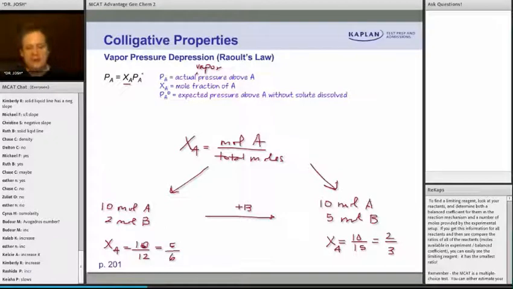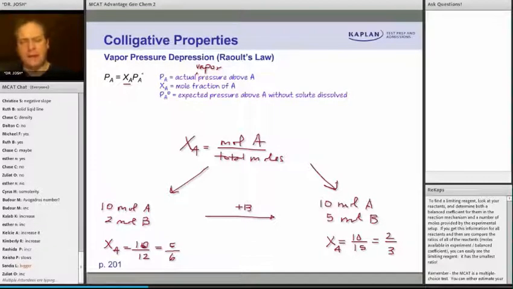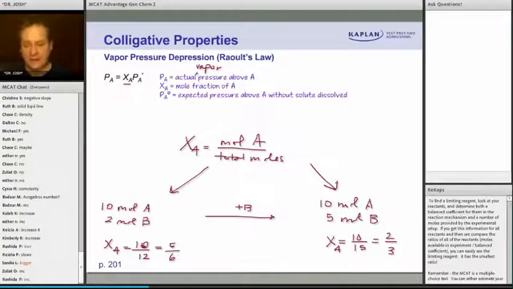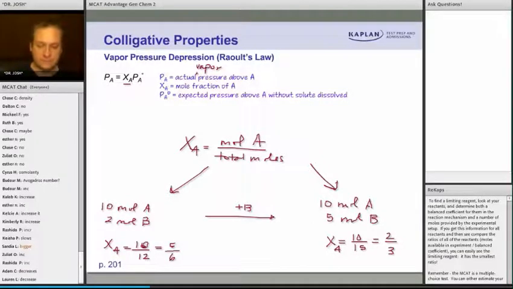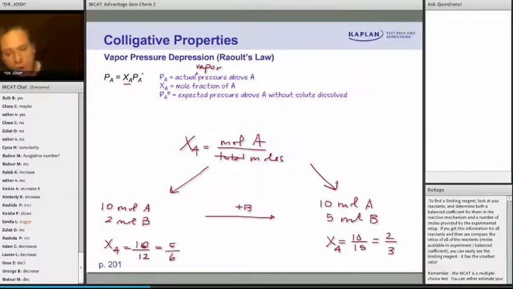So what is happening to mole fraction as you add more solute? As you add more solute to your solvent, what happens to the mole fraction of solvent? Like here, the mole fraction of solvent A. As I add more solute, I went from 5/6 to 2/3. If I keep adding, I'll go to 1/2, then 1/4, then 1/6, then 1/8. As you add more solute, your mole fraction of solvent goes down.